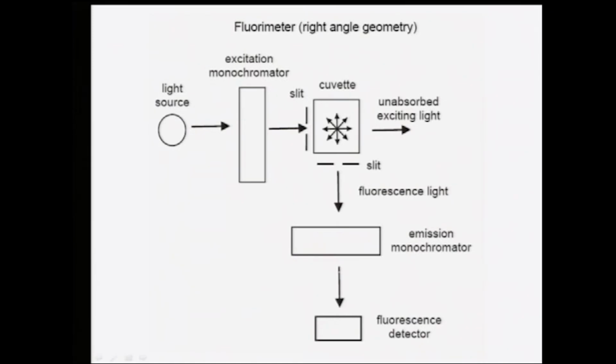So, to give you in a nutshell the whole picture, you have a light source for excitation, then this is the excitation monochromator, then you have a slit through which this monochromatic radiation passes, and falls on a sample in a cuvette. Then unabsorbed excitation light comes out this way, which can be detected or not detected, and whatever fluoresces passes through a slit, and then you have the emission monochromator, which allows these emitted rays to be detected in a fluorescence detector. This is the schematic diagram for the right angle geometry fluorometer.